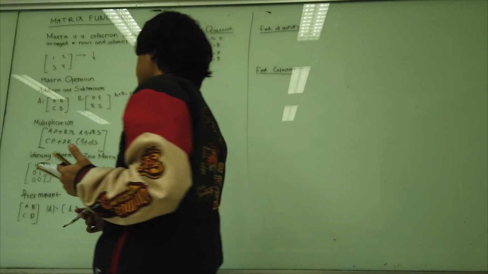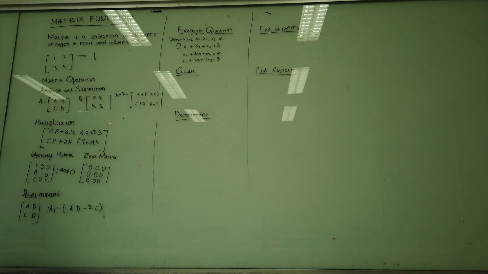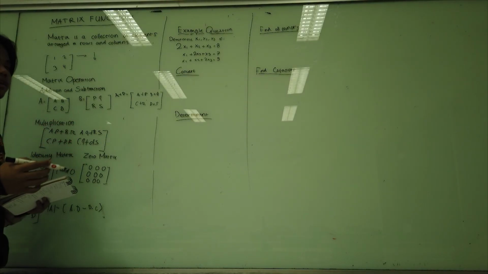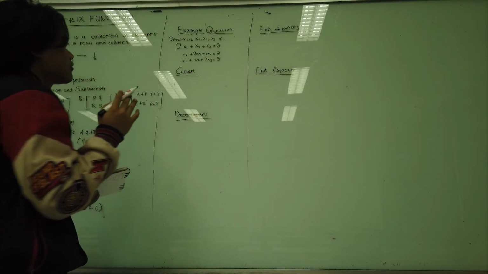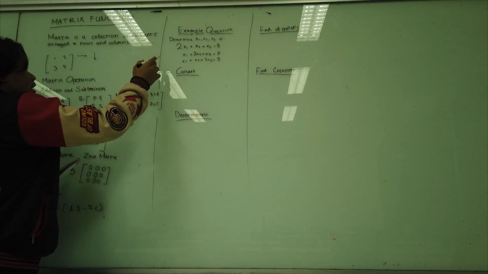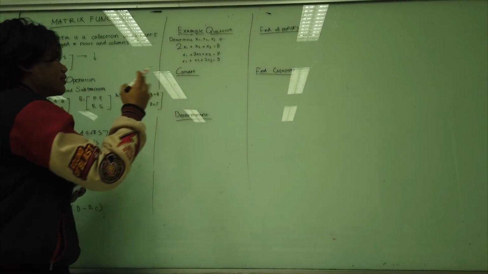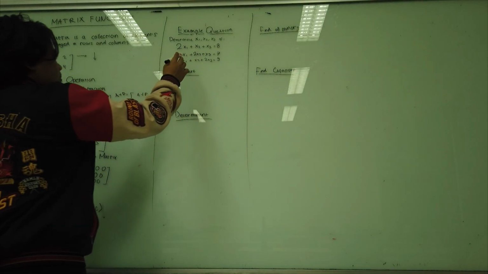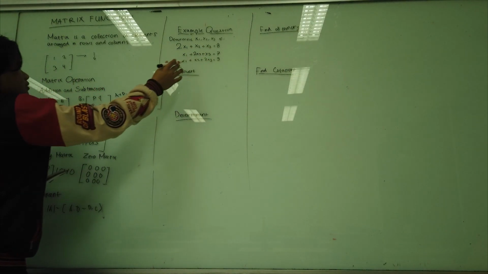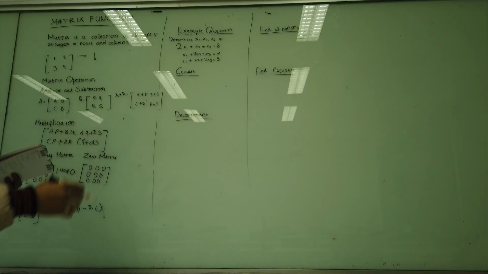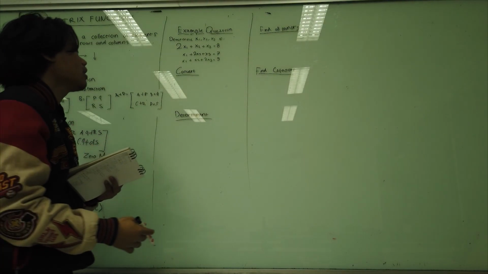Okay, so now we can hop into the example question and try to solve the function. This is a linear function question, which asks to determine x1, x2, and x3 if we have a function of 2x1 plus x2 plus x3 equals 8, x1 plus 2x2 plus x3 equals 7, and lastly, x1 plus x2 plus 2x3 equals 9.